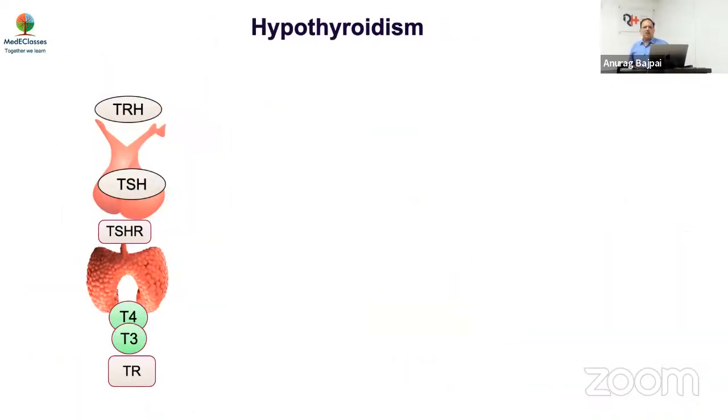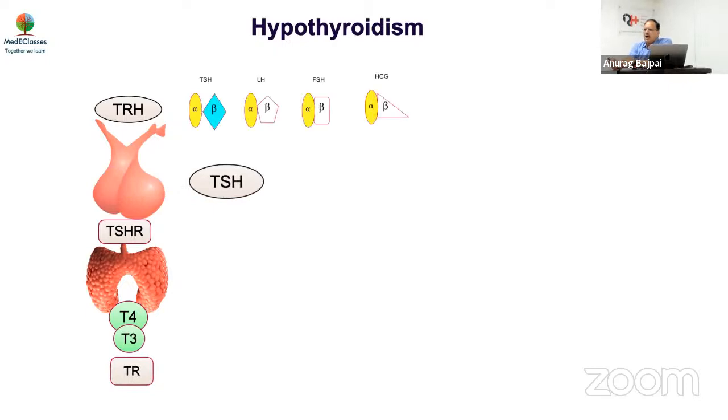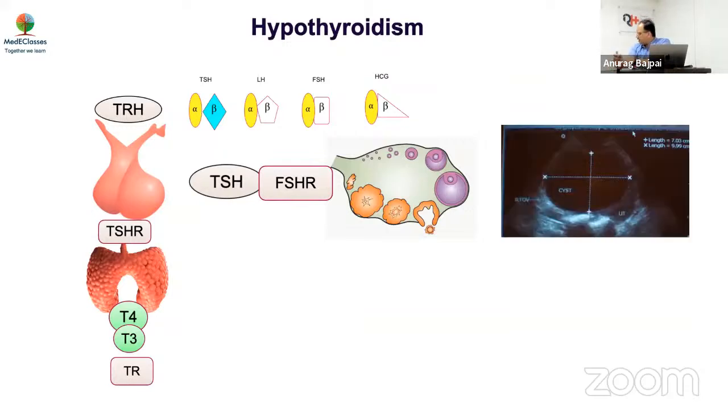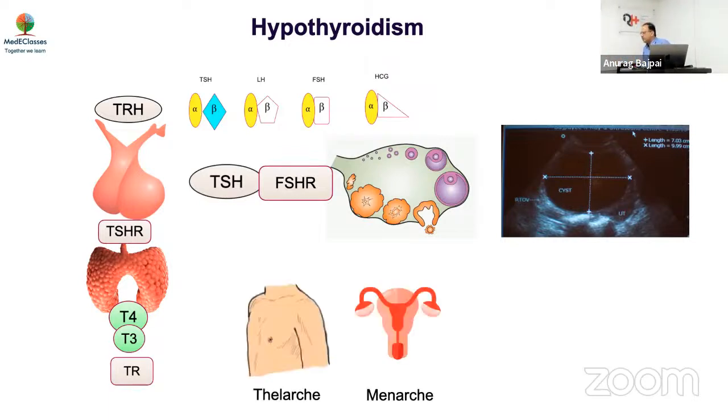What about hypothyroidism? So uncontrolled hypothyroidism will cause a very high level of TSH, which will act on the FSH receptor to cause large ovarian cysts, because there is a structural homology between TSH, FSH, LH, HCG, and we have discussed this in many details. And this will cause large ovarian cysts. They may go up to 8 centimeters, 10 centimeters. I've seen cases who have been referred for surgical management, but then they are found to have hypothyroidism. They will have breast development.